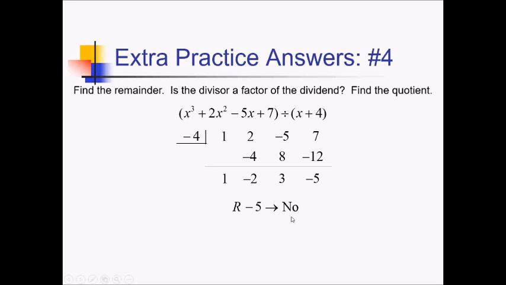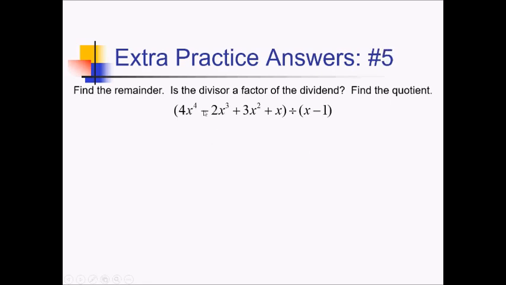And for the quotient, that's going to be these other numbers that are not the remainder, starting with an x that is one exponent lower than the dividend. So if we started with an x cubed here, that means our quotient starts with an x squared because you basically divided x cubed by an x. So this 1 really represents 1x squared, followed by -2x, and then we have a +3 for the constant.